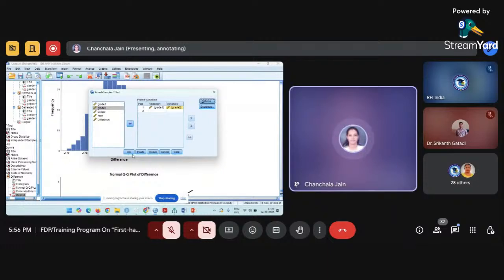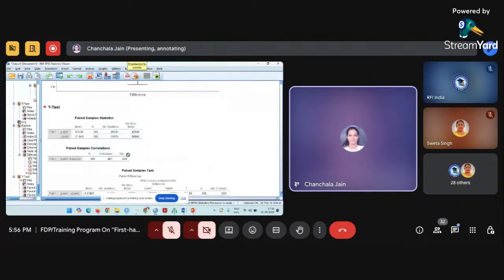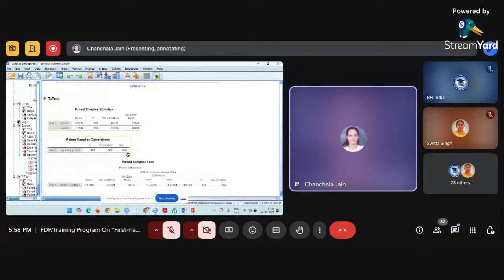So, shall I proceed? Yes, ma'am. Okay. Click on the OK button. Now you can see we are getting the output, and I'm explaining it.